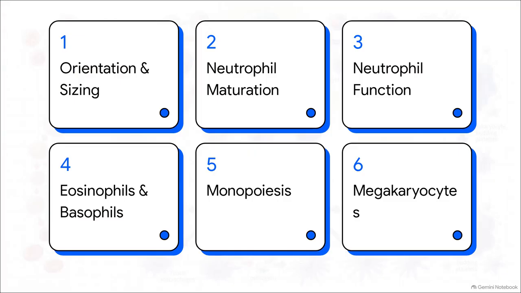Here is our agenda for today, mapping out the whole lineage journey. We're going to orient ourselves on the smear, strictly track neutrophil maturation and function, break down eosinophils and basophils, and then finish strong with monopoiesis and those massive megakaryocytes.